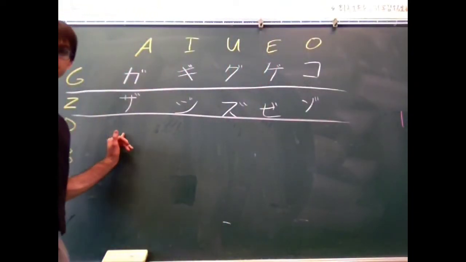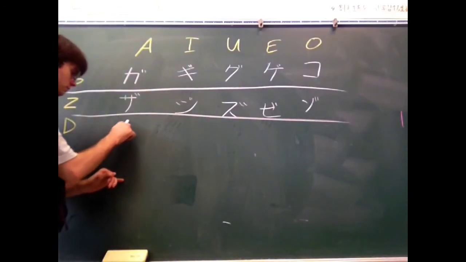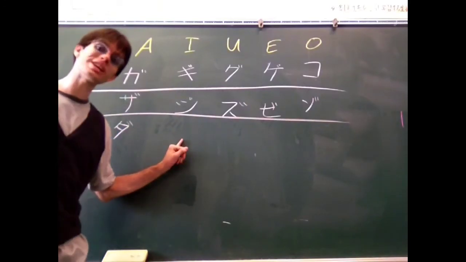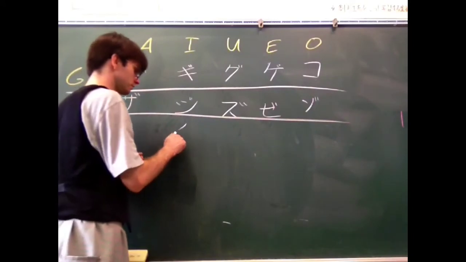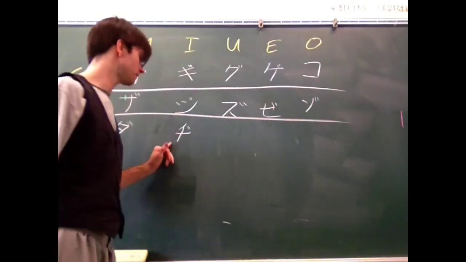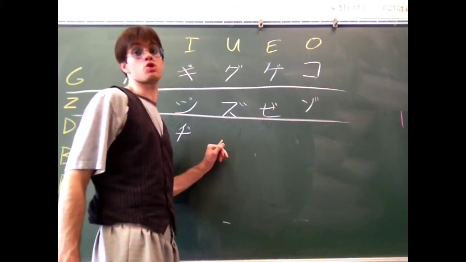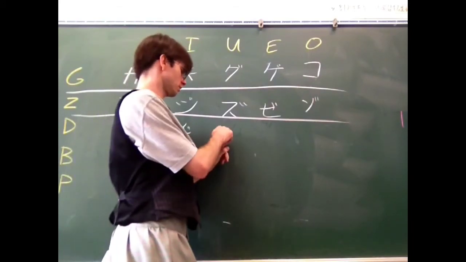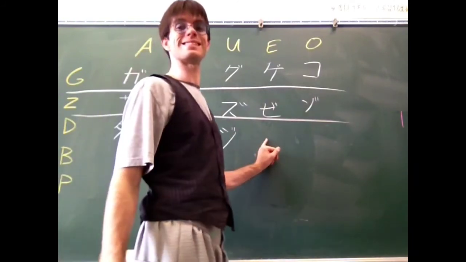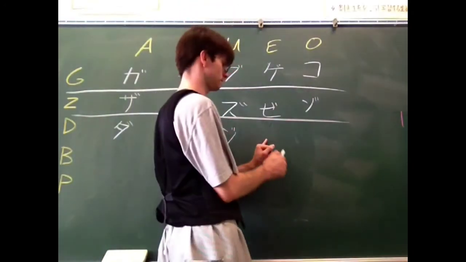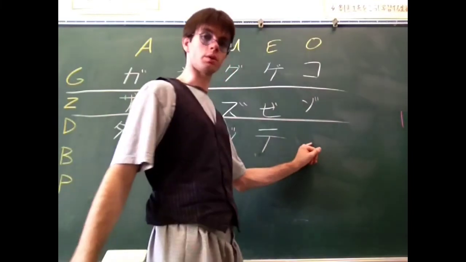Next up, da. G. Remember, because they don't do the D thing. G. Zoo, because they don't do. De. And do.